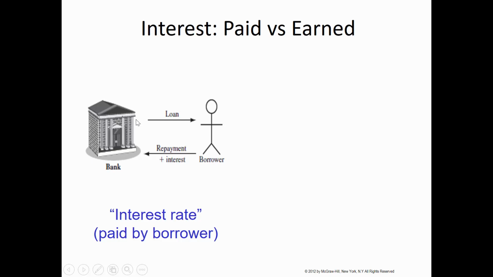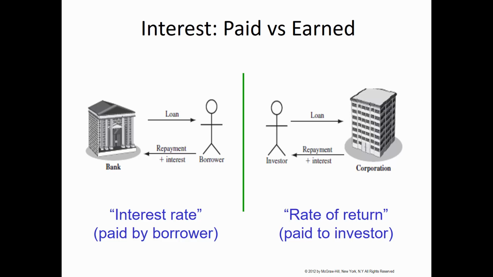So the first transaction is that the bank provides a loan, and you repay that same principal. The principal means the original amount, plus interest. And the interest is a percentage fraction of the original principal.